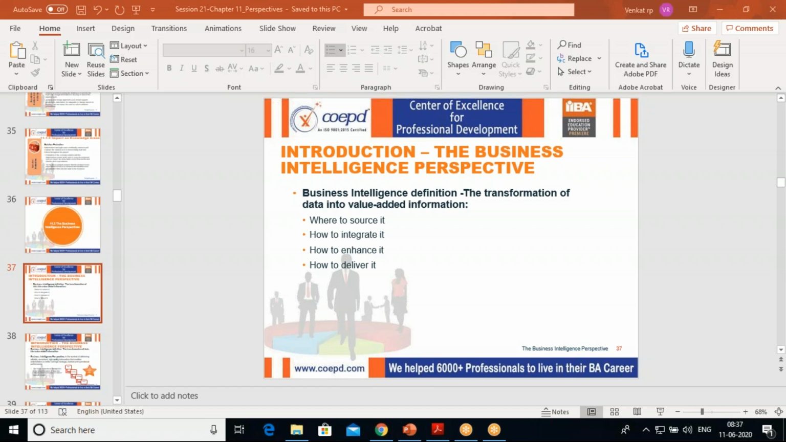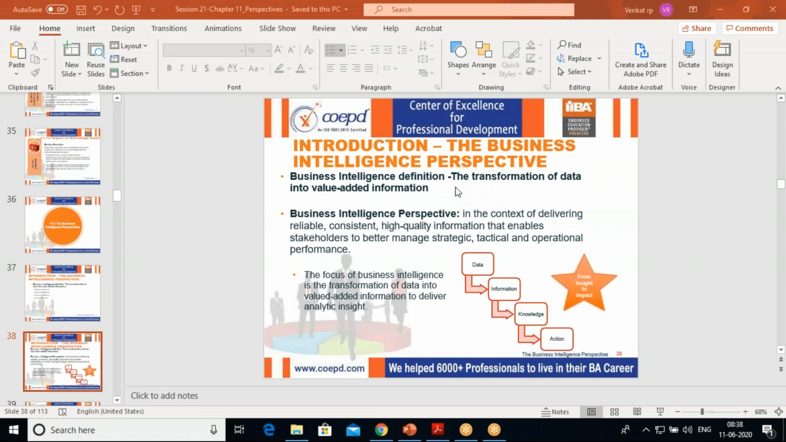So how to get value out of this existing data, where to source it, how to integrate it, how to enhance it, how to deliver it, all this is discussed in the business intelligence perspective. And from a BA perspective, generally we use this in our reporting structures, as part of reporting where we can take decision making. In short, we can utilize it there.